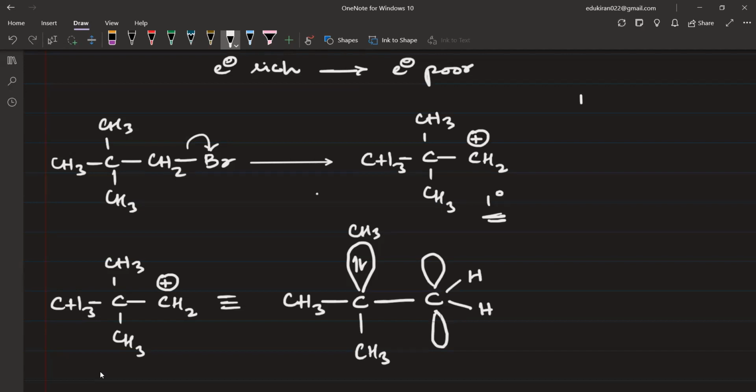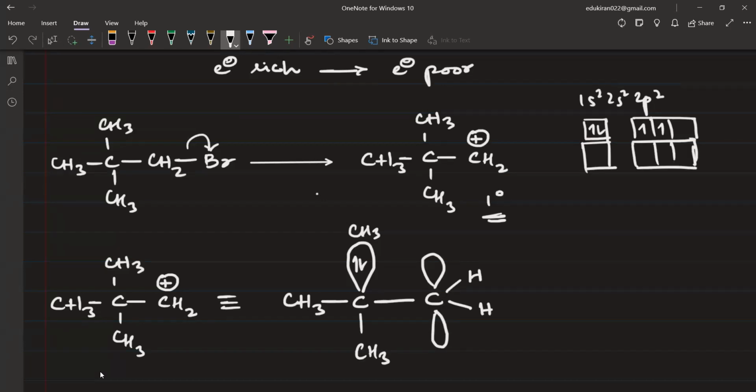And carbon has 1s2, 2s2, 2p2. So it has the s orbital and the p orbital. If you remember some of hybridization, this is the ground state. In the excited state, it will be like this: one electron on each of the orbitals, and all of these will mix together and form the sp3 hybridized orbitals like this. If you remember a little bit from 11th class, that is fine, like this.